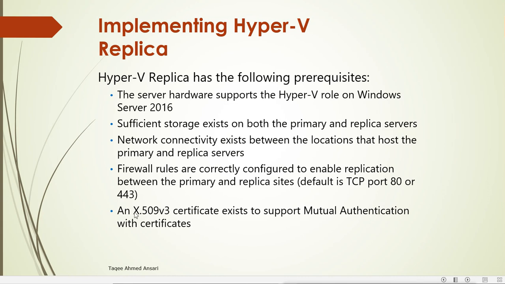Then X.509 version 3 certificates exist to support mutual authentication with certificates. Now if we are using a third party authentication provider, we can use the certificate to provide the security. We can provide the security for the authentication by using the certificates. So if we are using the certificate for authenticating the replication or encrypting the replication data, that certificate must also exist and both parties must support the certificates.